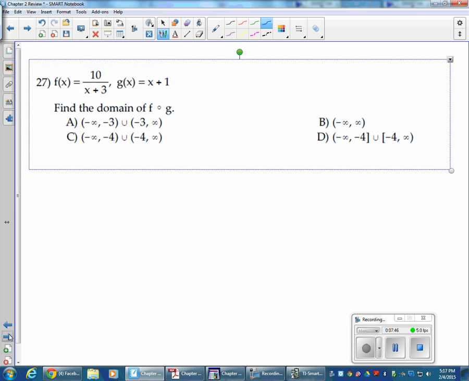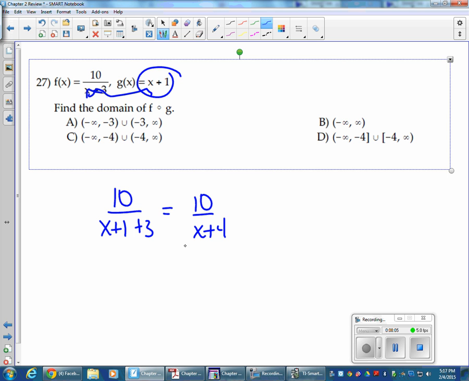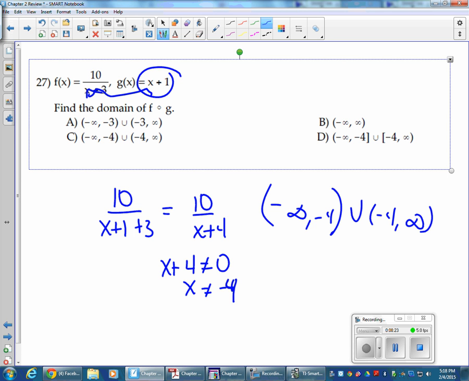All right, number 27, find the domain of f of g. So I'm going to put g into f right there where x was. Instead of 10 over x plus 3, it's going to be 10 over, I'm going to put that where x was, x plus 1 plus 3, which is 10 over x plus 4. Now looking at this, it does have a denominator, so I got to worry about what can x not be. Well, x plus 4 can't be 0, which means x cannot be negative 4. Now they're going to write that in interval notation, so it's from negative infinity to negative 4 with a parentheses, and then from negative 4 to infinity, which is going to be C.